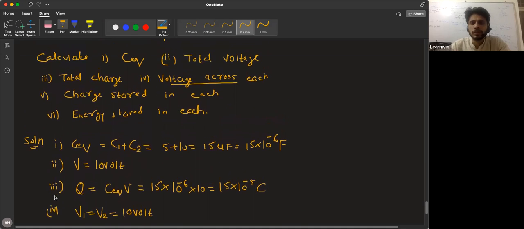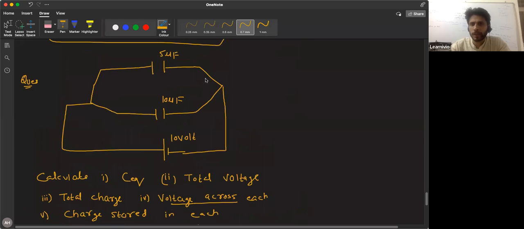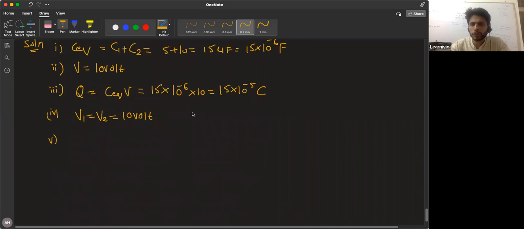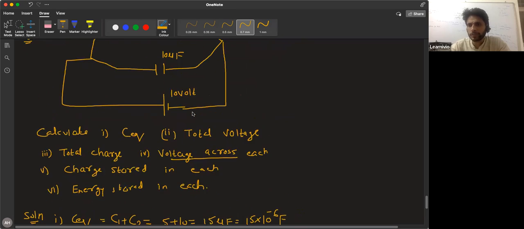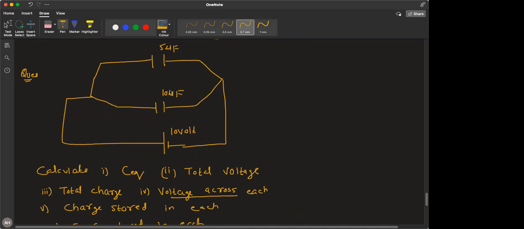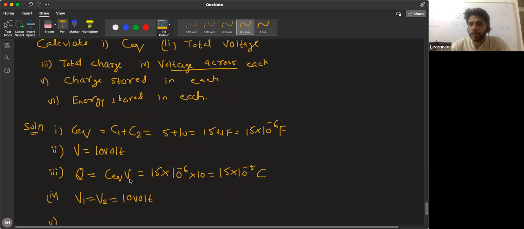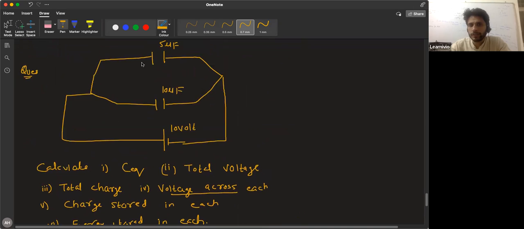Fifth part: charge stored in each capacitor. These two capacitors are connected in parallel. I know the voltage across both capacitors, and I know the equivalent capacitance. How do we calculate the charge stored in each? Equivalent capacitance into potential will give the total charge, but I don't want the total charge. I need the charge in capacitor C1 and the charge in capacitor C2.